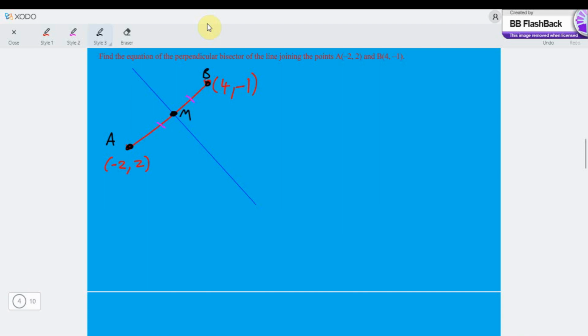So let's call this bisector line L. So what do we know? First thing we know is that L is perpendicular to the line AB. Let's call it L1. So L1 must be perpendicular to AB. So first thing we need to find is the gradient of the line AB. Now the gradient of the line AB is y2 minus y1 over x2 minus x1.